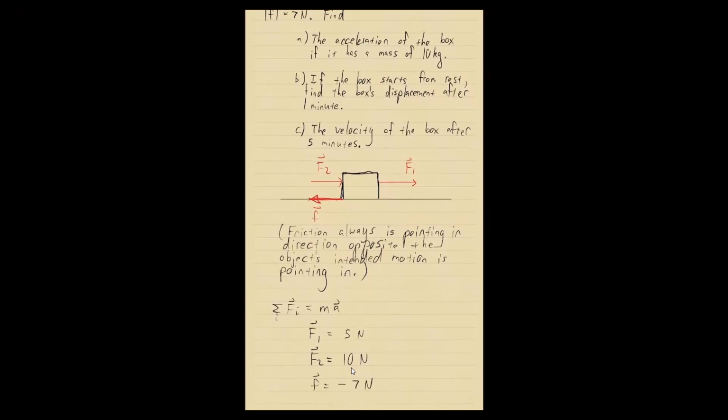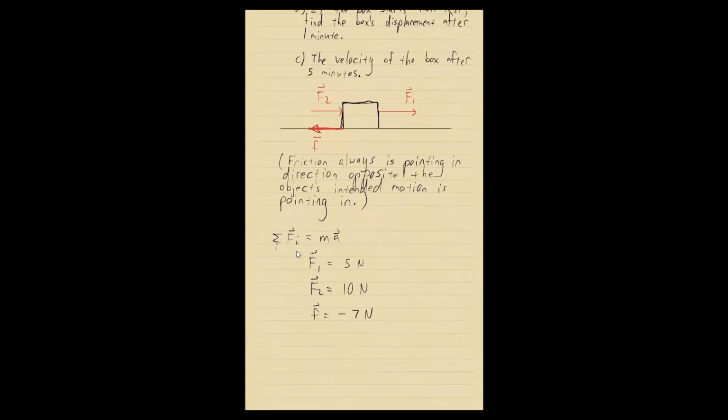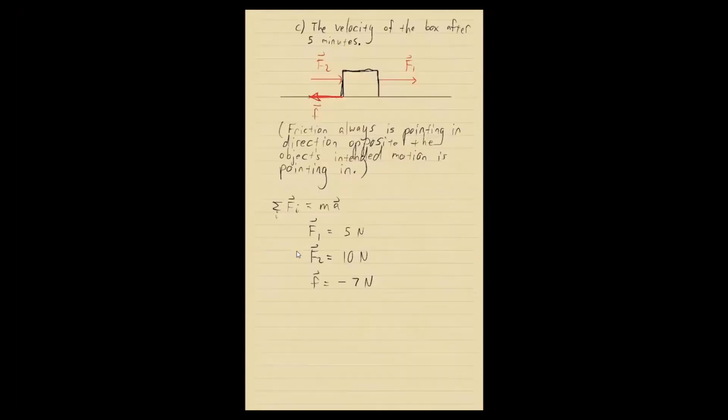And so now when we add all of these forces together, these are all the forces acting on our box that we have listed. So we're going to add all these forces together to get that the sum of the forces is going to be equal to F1 plus F2 plus F3, which is going to be 5 newtons plus 10 newtons minus 7 newtons.